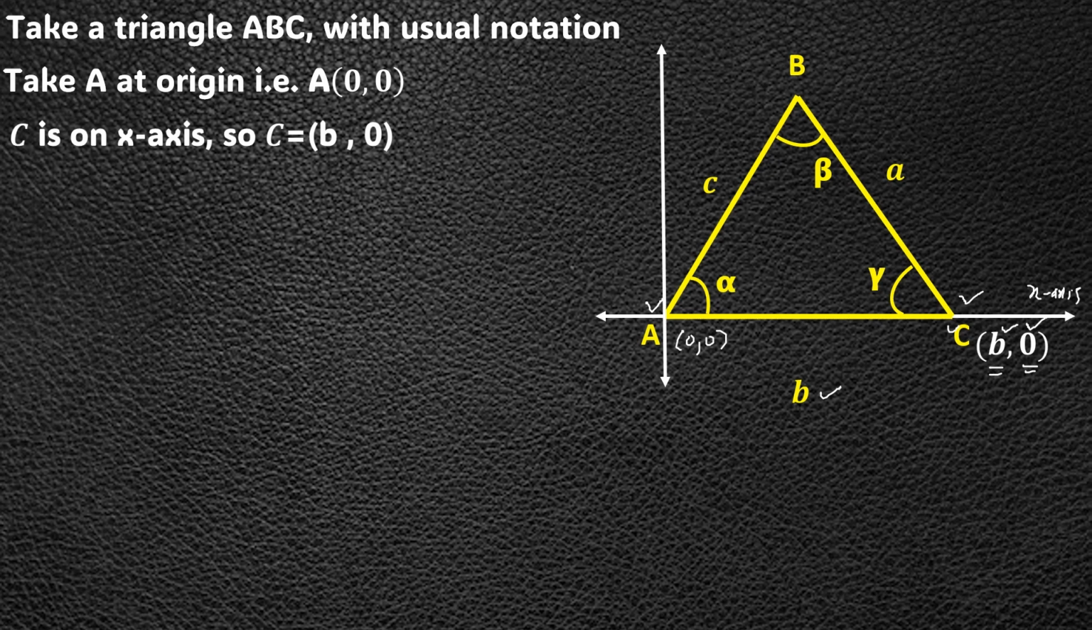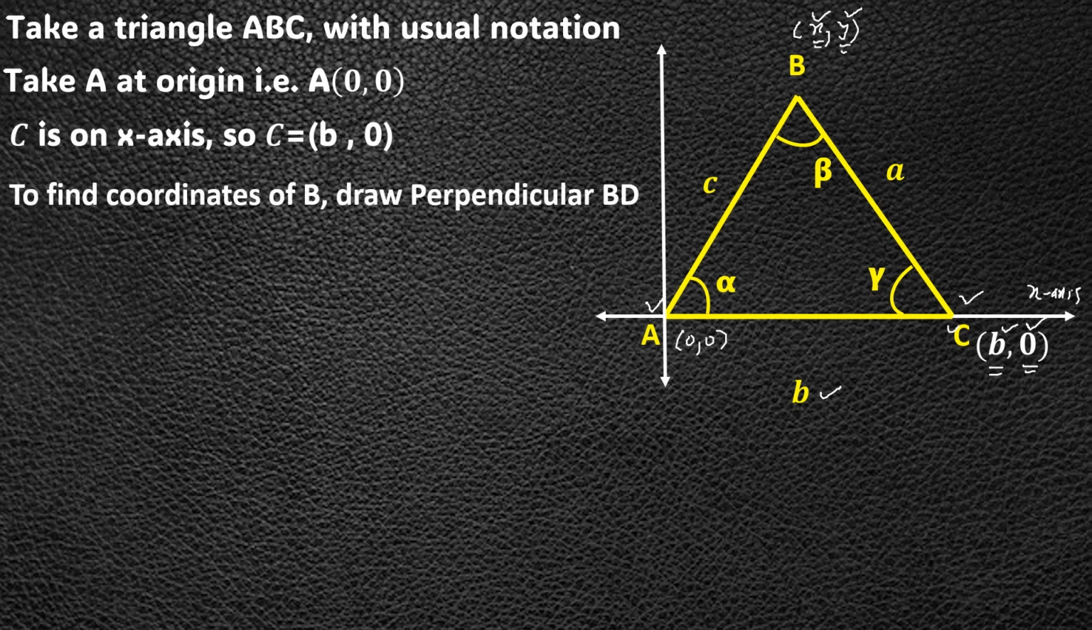Now we find the coordinates of point B. Let's call them x, y. These are the rectangular coordinates of point B. Now we find the polar coordinates of this point. For this, we draw a perpendicular BD from B on AC. This perpendicular divides triangle ABC into two right triangles. We take the right triangle ABD.